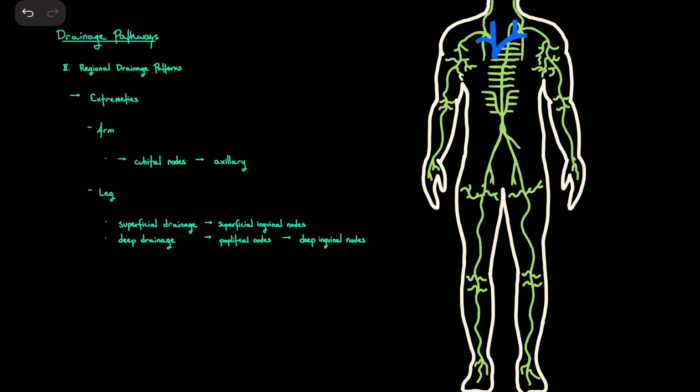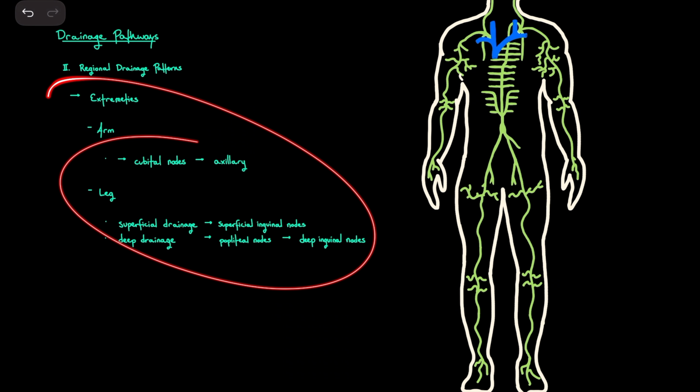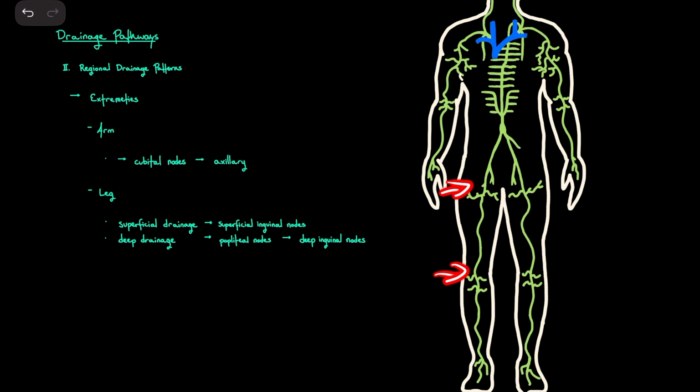All right. Something to think about here is the superficial versus deep drainage. Ultimately, superficial drainage will go to deep drainage, right? Because eventually we have to make it to the cisterna chyli and then up the thoracic duct. So eventually these nodes will drain into these deep nodes. Yeah, so the limbs are pretty simple. We just get to a joint and just continue all the way up.